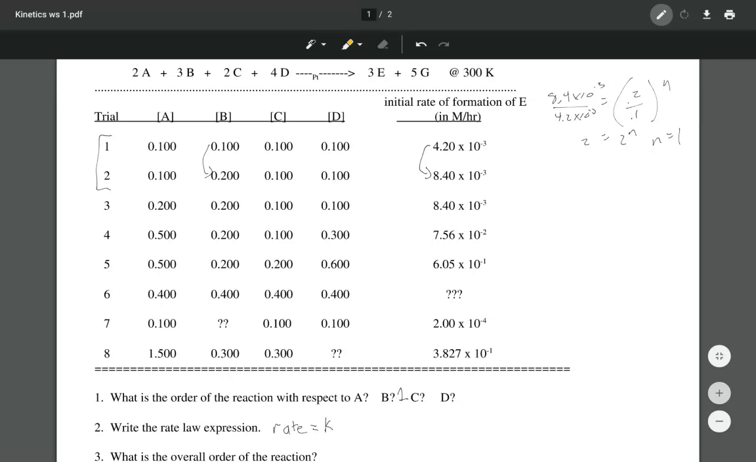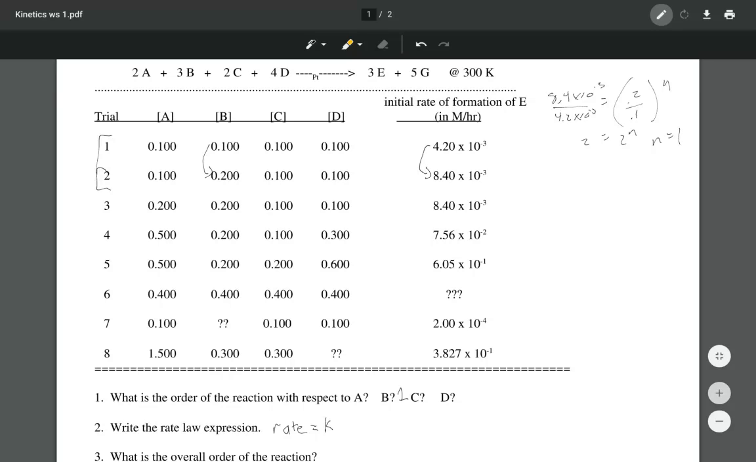So you can do the math, or you can just kind of do it this way. Now, if you're going to do it this other way using the words, you're going to want to write that down if you're actually doing a free response. You got to show how you arrived at your answers. So you would say from trials 1 and 2, when B was doubled, the rate was doubled, so it's first order. So now let's compare.